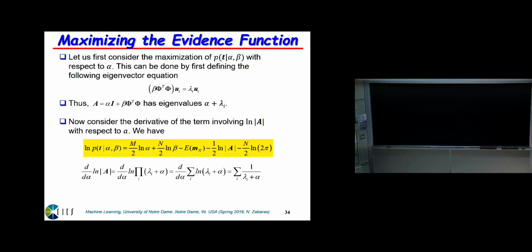So let's figure out how we're going to take derivatives and do optimization with respect to alpha and beta. The first thing you need to do is define the eigenvalues and eigenvectors of the matrix beta phi transpose phi. I call those lambda i and u_i. So you really have to solve an eigenvalue problem to do the analysis that we will see shortly.